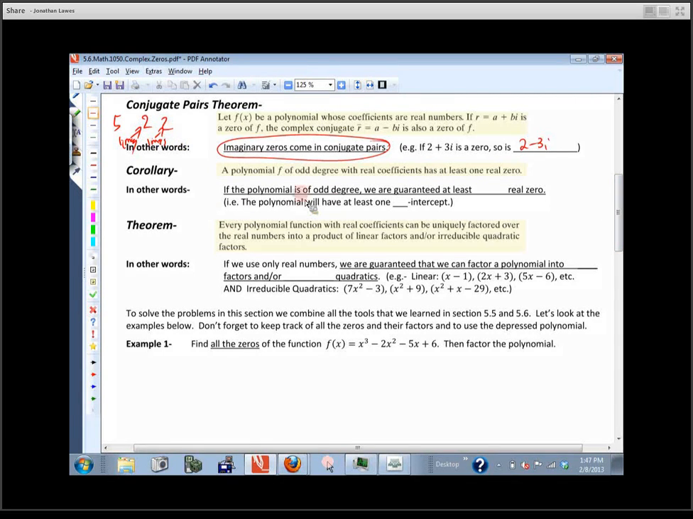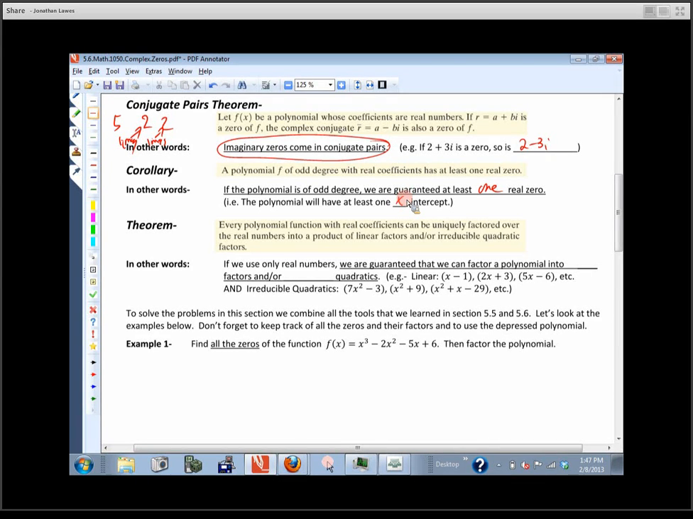So in other words, if it's odd degree, we're guaranteed at least one real zero. That polynomial will have at least one x-intercept. It's got to cross the x-axis in one place. Okay, and then the last theorem that we're going to talk about, and now we've got all the tools that we need to deal with these polynomials.